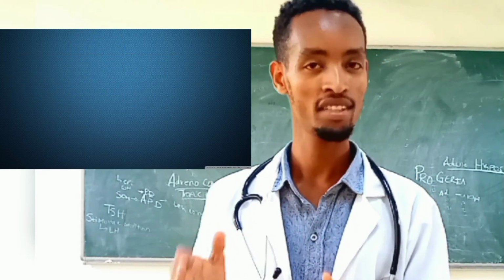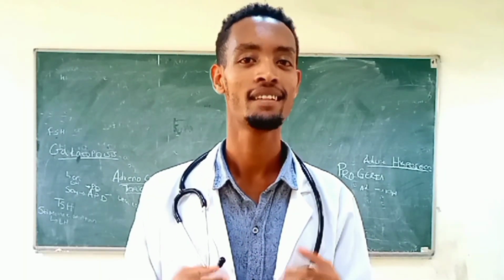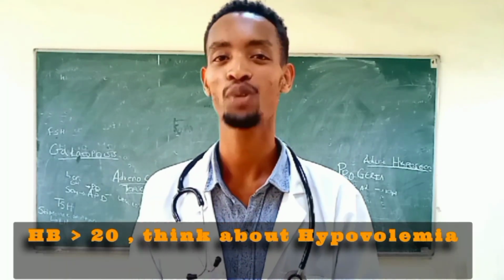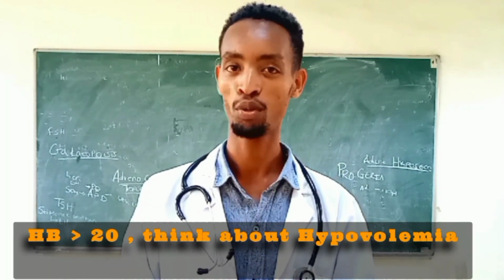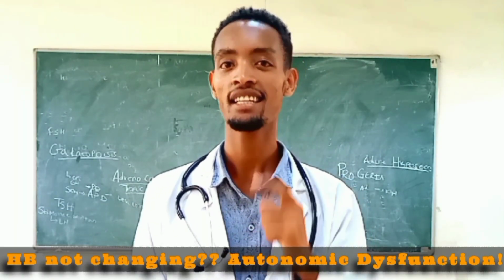If you already come to this point, then the next step, you need to measure the heartbeat. By using your stethoscope, you measure the heartbeat of the patient, and if it is greater than 20, it suggests hypovolemia or dehydration. If the heartbeat is not changing, that suggests autonomic dysfunction.